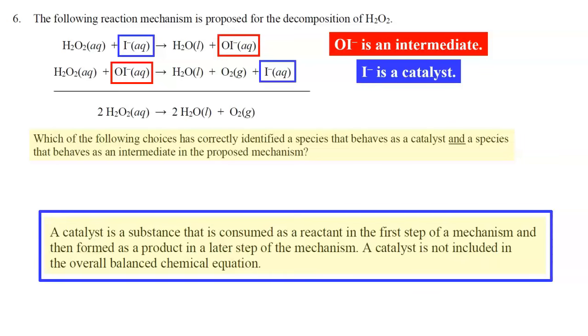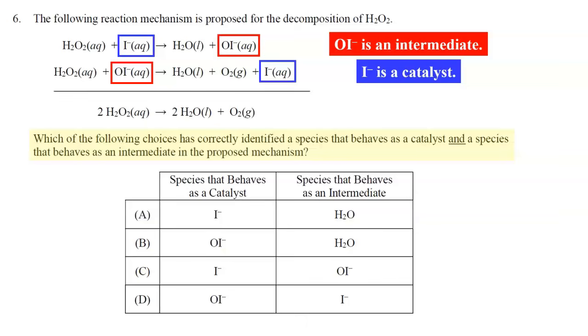So now we can answer question 6. So the correct answer to question 6 is choice C. Iodide, or I-, behaves as a catalyst. It is consumed as a reactant and then formed as a product, whereas the hypoiodite ion, or OI-, is an intermediate because it's formed as a product and then later consumed as a reactant. So again, the correct answer to question 6 is choice C.